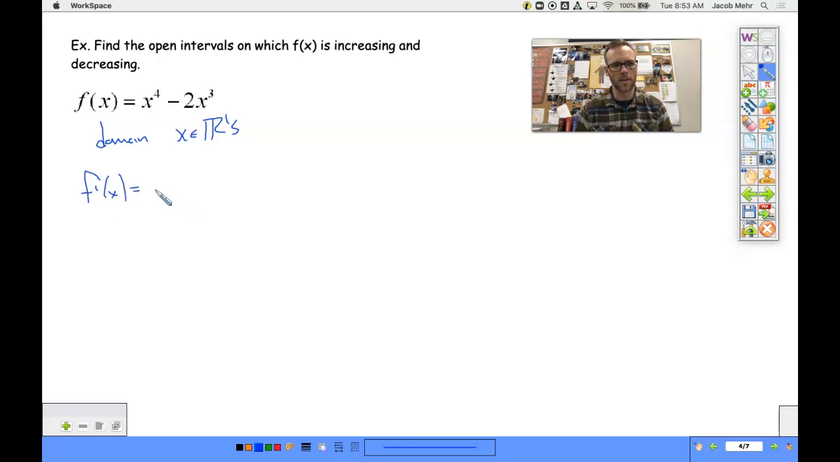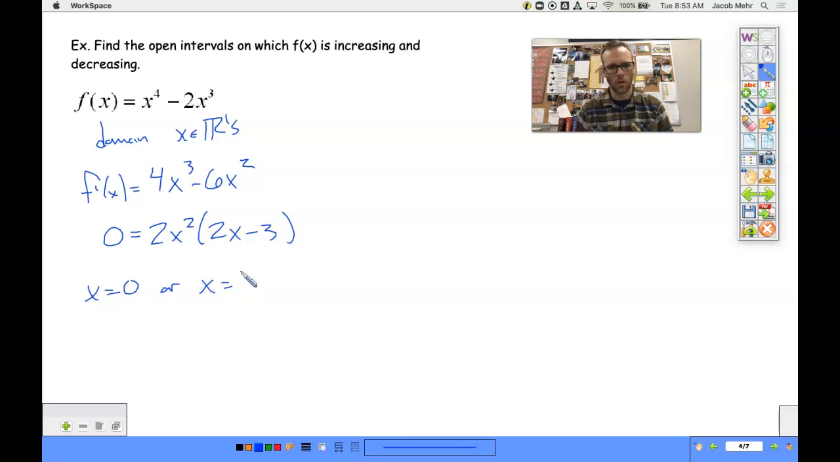F prime of x, 4x cubed minus 6x squared. We need to set this equal to 0 and solve. I'm going to factor out a 2x squared. So I get x equals 0 or x equals 3 over 2. So these are our critical numbers.